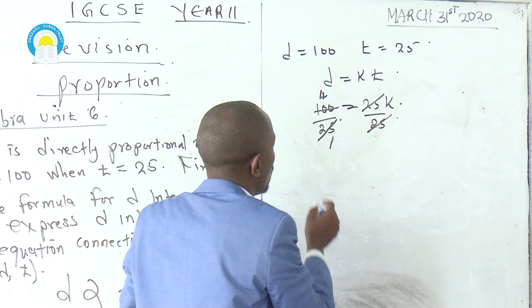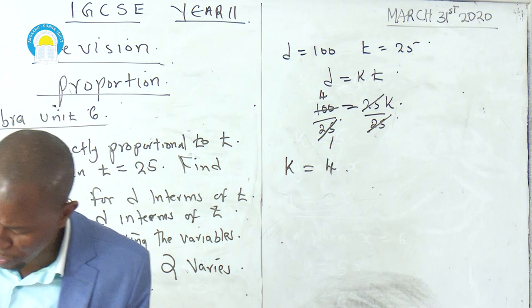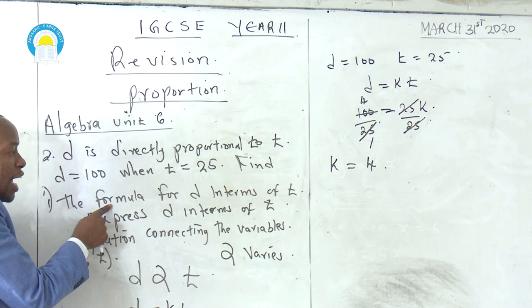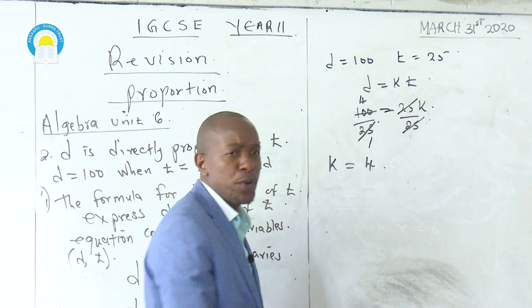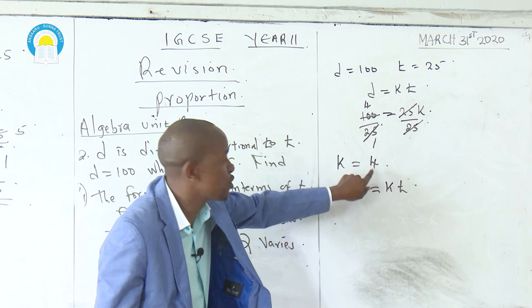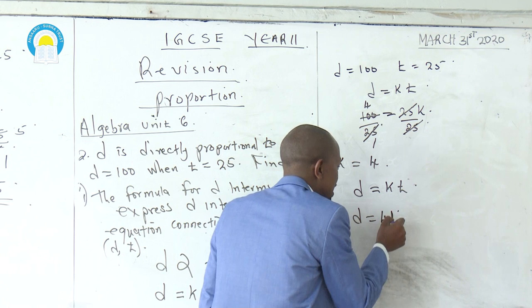Now, K is the constant of proportionality that will lead us to find the equation connecting the variables, that will lead us to the formula for D in terms of T. Now, our formula is going to be D is equals to KT. Now, we replace the value because that's what we found. We found the value of K, which is 4. Now, the equation is going to be D is equals to 4T.